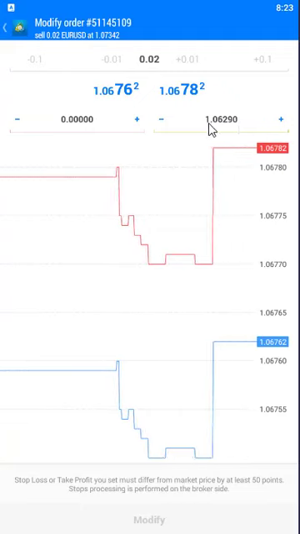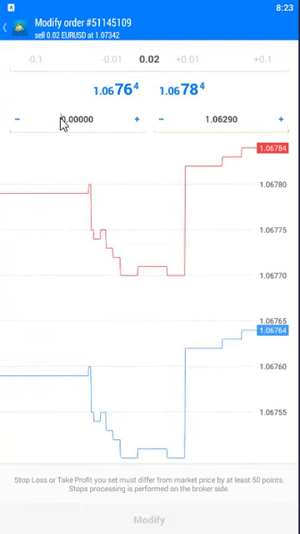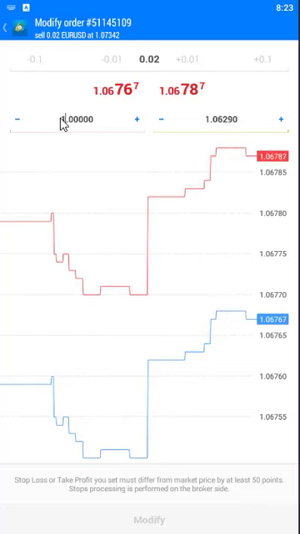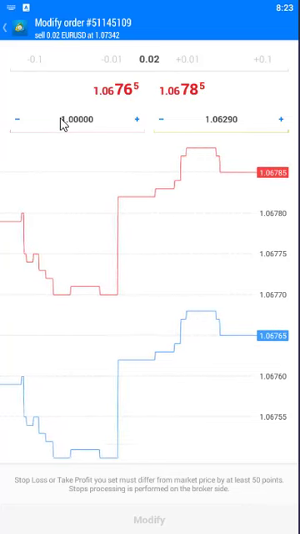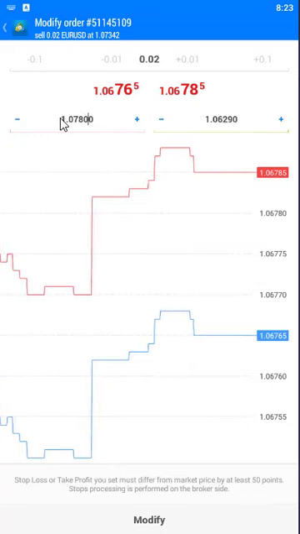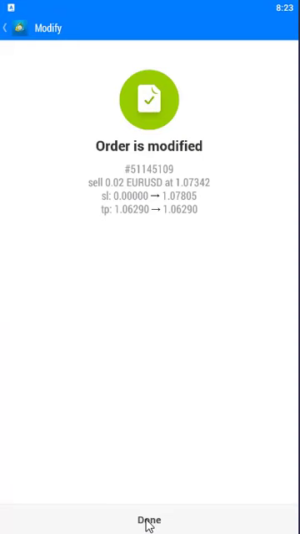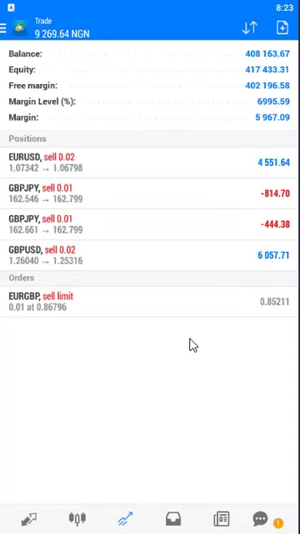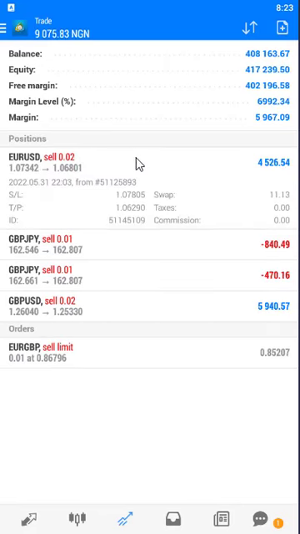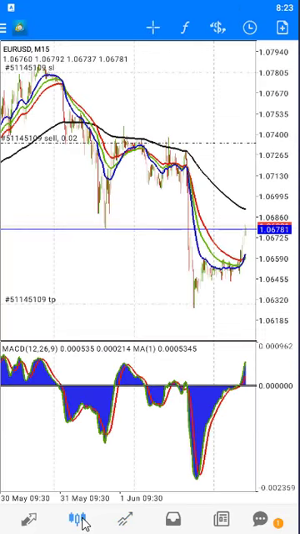So this is our take profit here. Now over to our stop loss. 1.07805. So that's it. So click on modify again, and the order has been modified. So we have placed a trade, and we've added stop loss and take profit. So quickly, let me show you. If you click on the trade, on the position there, you can see stop loss again. Let me show you, 1.07805. Take profit 1.06290. All right.